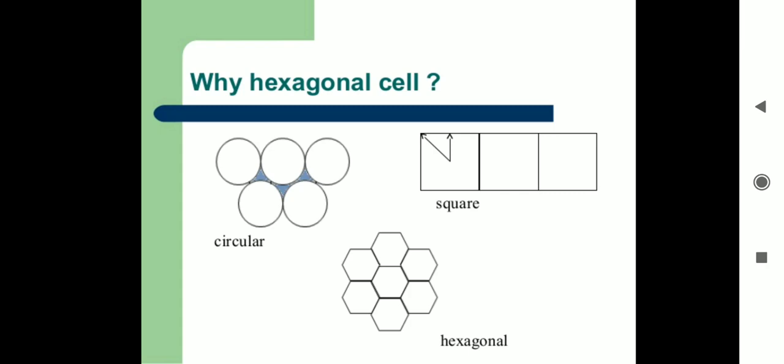As we have discussed in the previous lecture, generally the cells are divided in hexagonal shape. Here are shown a circular shape, square shape and hexagonal shape in front of you.